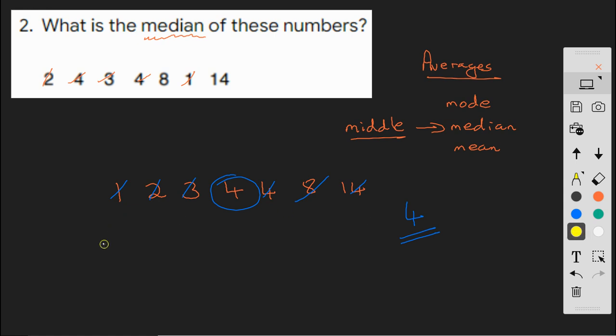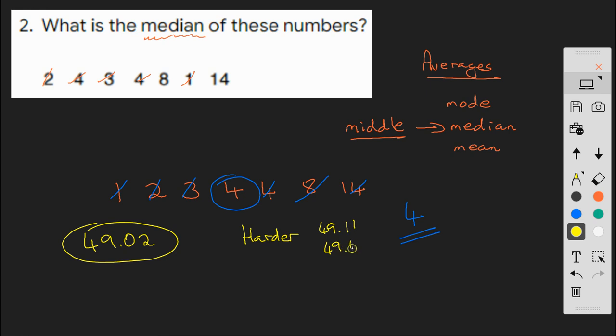Nugget to go away and practice there is 49.02. If you want something a little bit harder on the median, then 49.11 and 49.15, where we deal with things in tables.